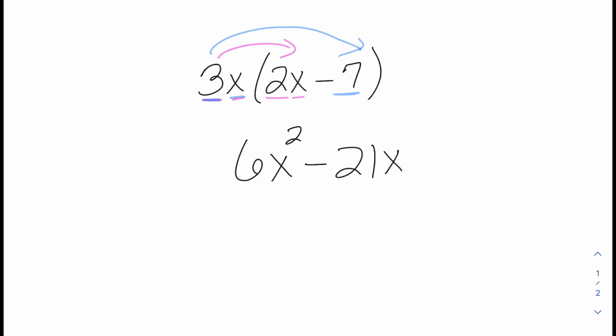A very common mistake that people make is they try to combine these two together. X squared is a different value than x, and you cannot put those together. Our brain tells us that we need to somehow get rid of this minus sign, but that's not true. In math, 6x squared minus 21x is a valid answer.